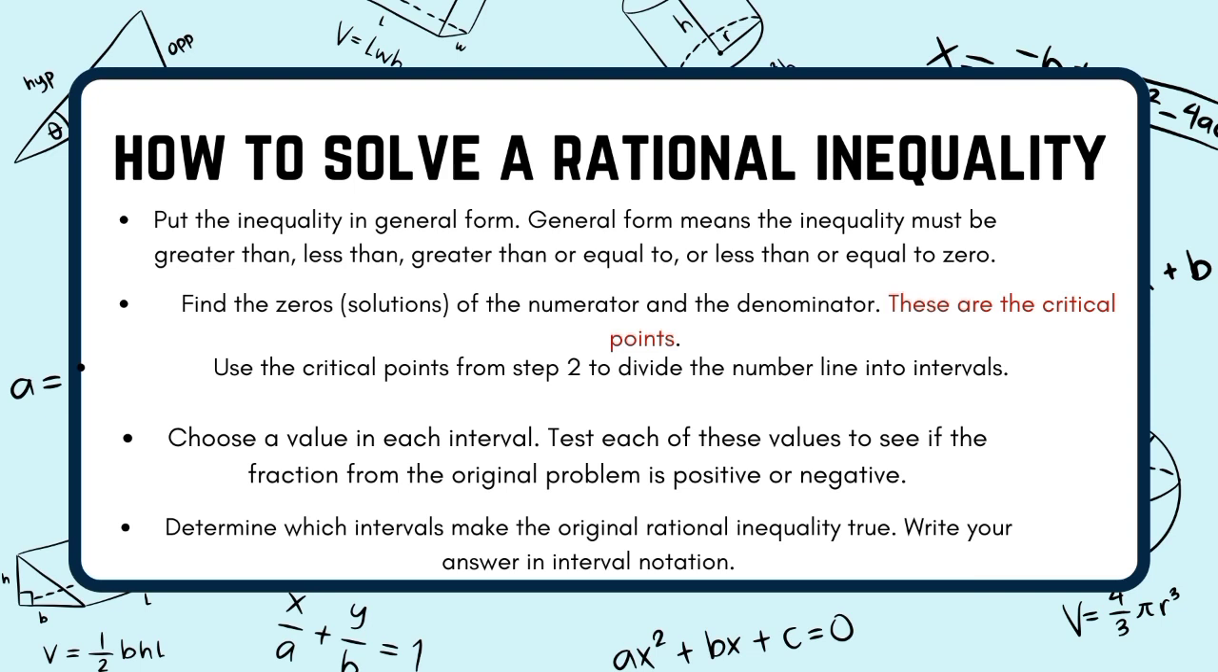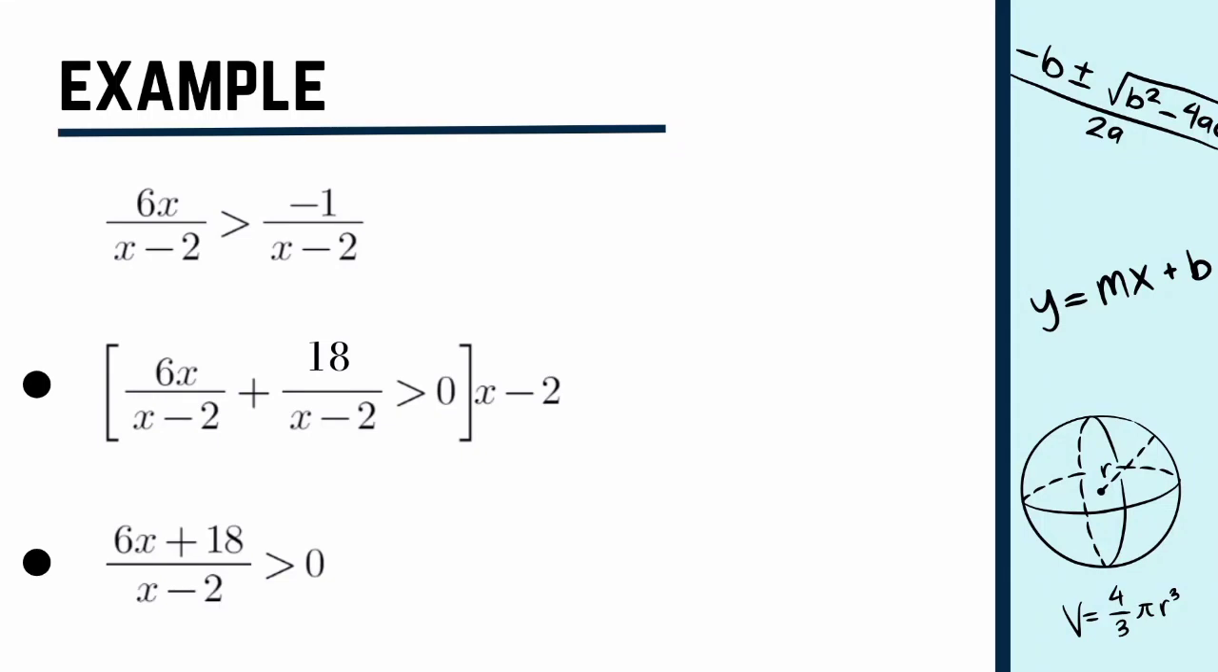Use the critical points from step 2 to divide the number line into intervals. Choose a value in each interval. Test each of these values to see if the fraction from the original problem is positive or negative. Determine which intervals make the original rational inequality true. Write your answer in interval notation. The example of inequalities is 6x over x minus 2 is greater than negative 1 over x minus 2.